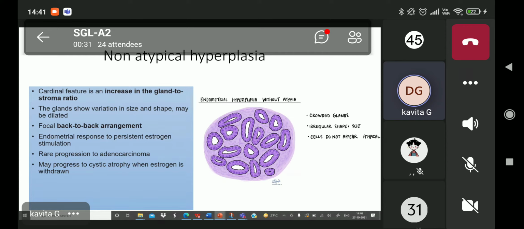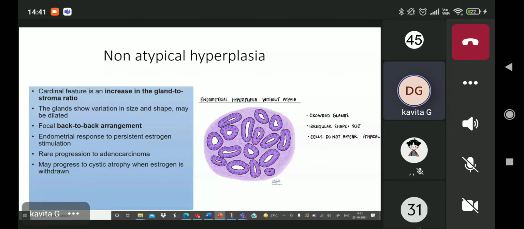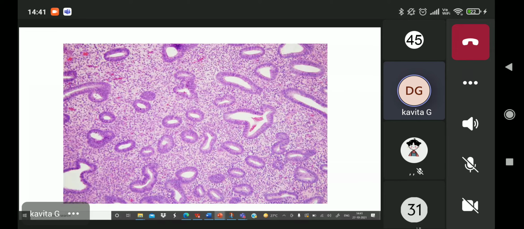If estrogen is withdrawn from the patient, then some of these glands may wither down, they may dilate, become cystically dilated, and the gland stroma ratio may decrease. Now, this is what happens in a classic case of non-atypical hyperplasia. Look at the gland stroma ratio, so that is increased.